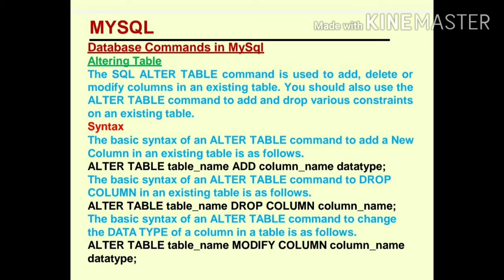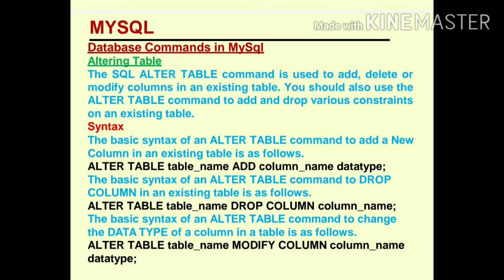Alter table, then you have to give the name of the table, whatever table name you have. Then add. The add keyword is used if you want to add a new column. Then the column name and its data type. Suppose I want to add city. So what will I write? Alter table persons add city varchar 200. So the column will be added.